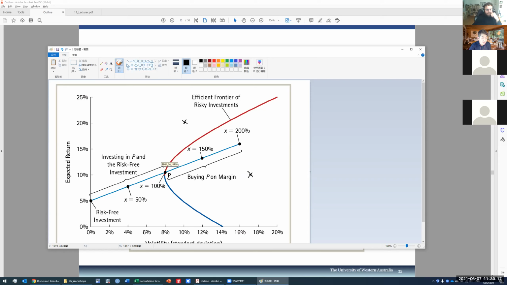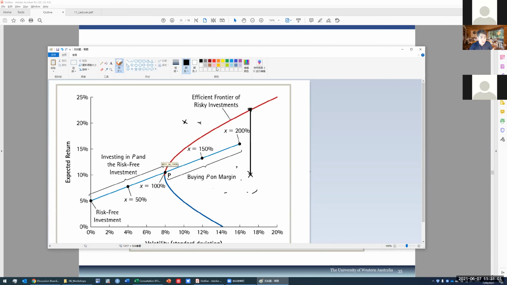But why do we do that? We don't, because we can do better by going up over here. Why? Because at this point, it offers you higher return and gives you the same volatility, the same standard deviation. So we can invest anywhere here, but we don't because they are not as efficient, which is why this one is called the efficient frontier. Anything below it is not as efficient. Everything above it is not achievable. Is that clear?